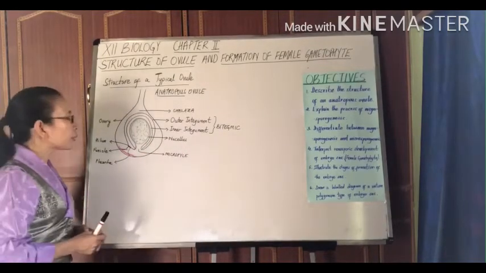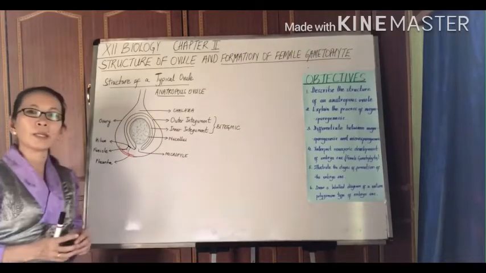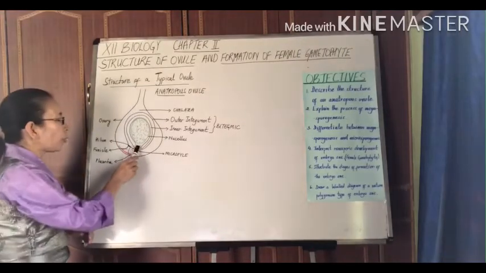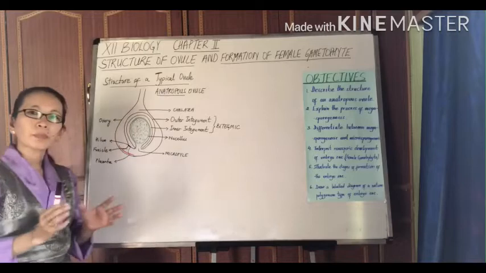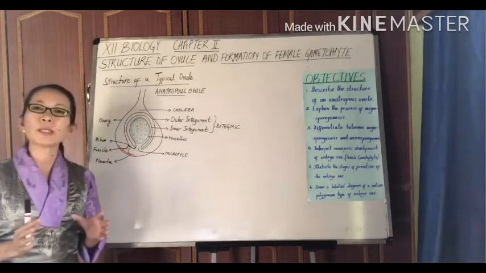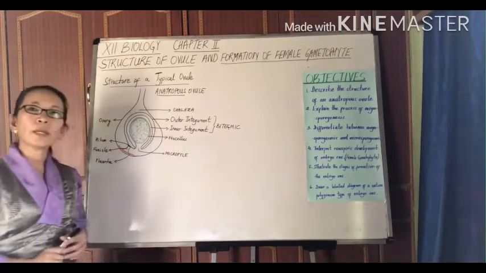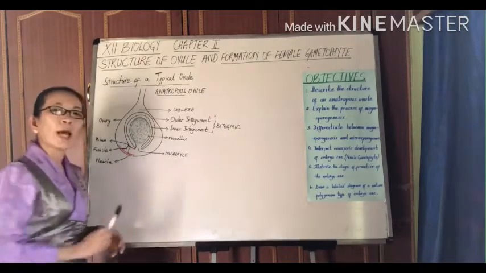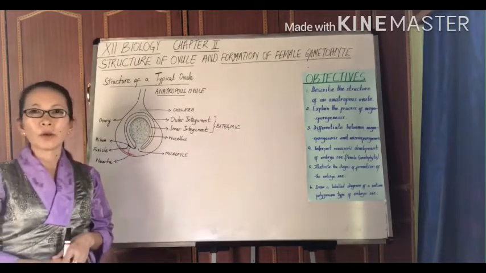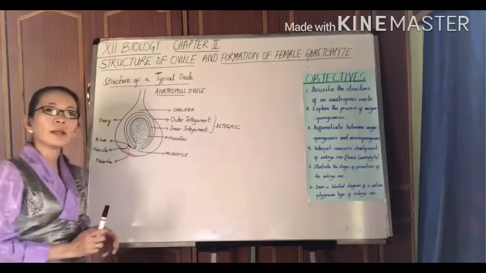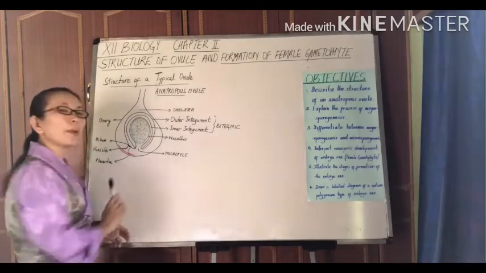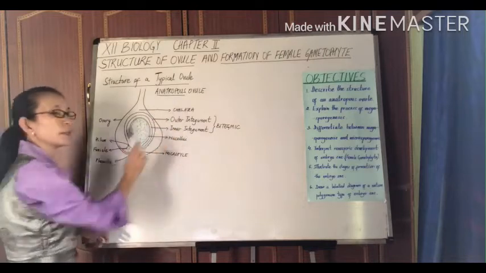But the 2 integument layers don't form a complete covering. We have an opening, which is the place where the integuments are not meeting. And this opening, the end which is called the micropylar end, or the micropyle, and the end opposite to the micropyle is the chalazal end.